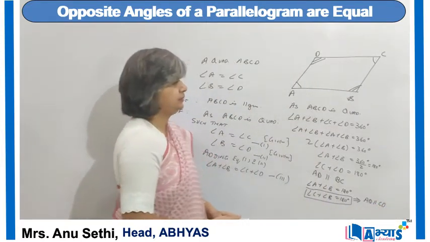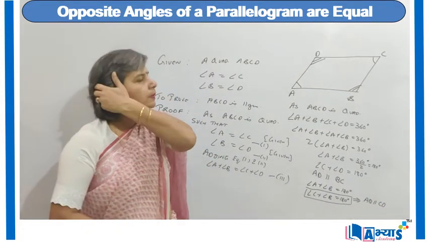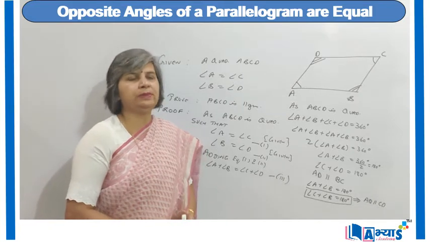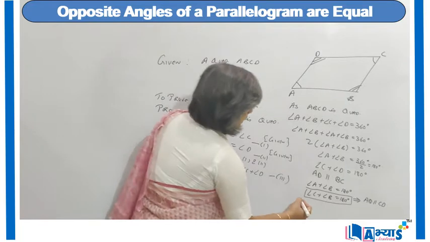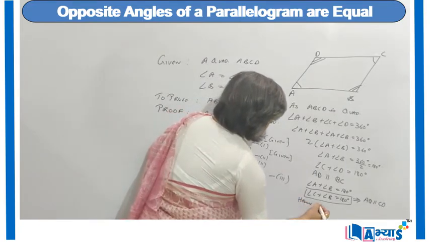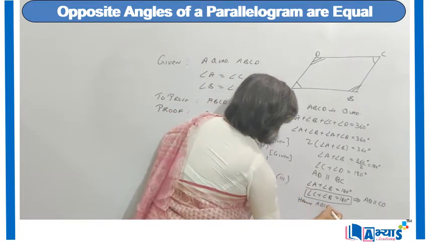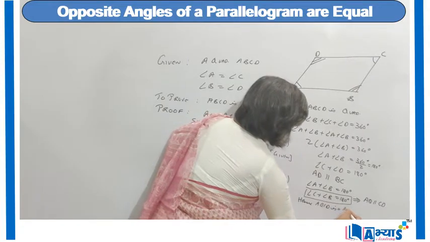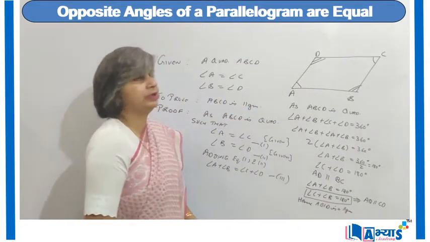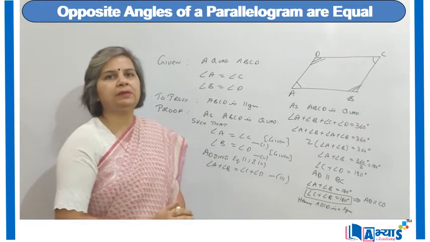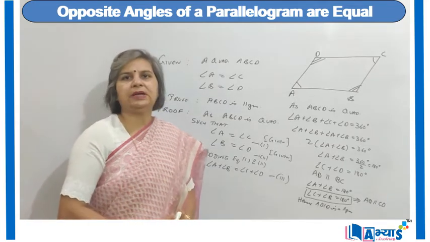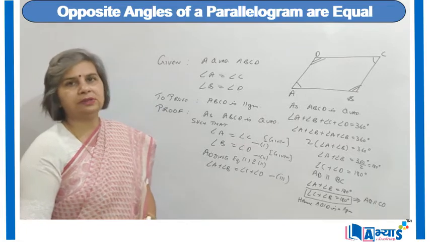Now AD is parallel to BC and AB is parallel to CD, as both the opposite pairs are parallel to each other. So ABCD is a parallelogram. Hence we can say that ABCD is a parallelogram. So this is how we can prove that if in a quadrilateral opposite angles are equal, we can say that quadrilateral is a parallelogram.